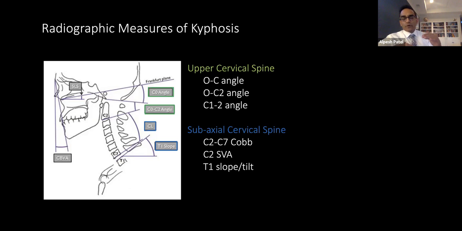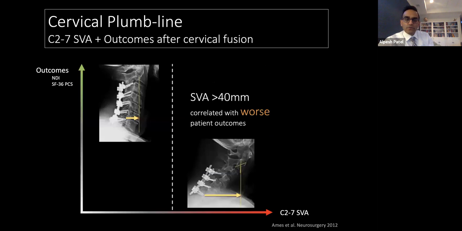And what we're really looking for is that balance probably between C2 to C7 Cobb angle and T1 slope. Just like in the lumbar spine, we think about lumbar lordosis and pelvic incidence, trying to balance the two out. So really hone in on those two dimensions. So again, what do we know from the literature? Well, again, not a whole lot, unfortunately.